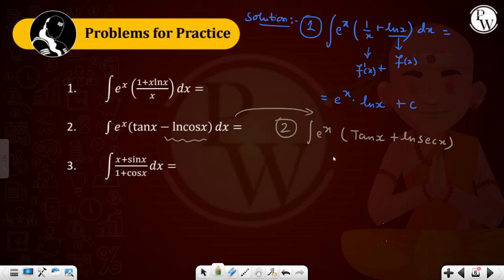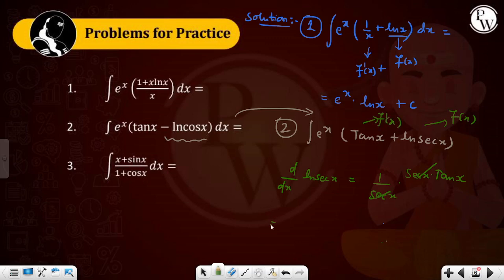So now we have to identify. We clearly know that the differentiation of tan x is sec square x. So definitely this is not f of x. Can this be f of x? Differentiate. What is dy dx of ln sec x? Apply the chain rule here. Ln of something, so 1 upon sec x, now the differentiation of sec x, into tan x. Yes, so this is f of x and this is f dash x.